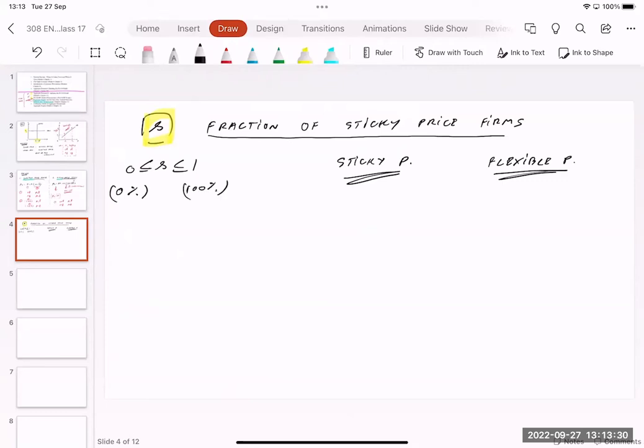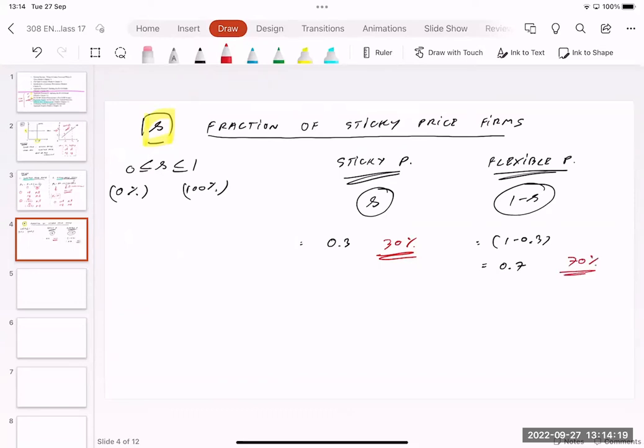So this parameter, a small s, is going to show you the percentage of sticky price firms that we have in the economy and the percentage of flexible price firms that we have in the economy. So S stands for the percentage of sticky price firms. The rest is going to be 1 minus S. It's going to be the percentage of flexible price firms. For example, if I assume that a small s equals 0.3, if you multiply by 100, you should know that sticky price firms in the economy account for 30%. How about the rest? The rest is 1 minus s. In this case, 1 minus 0.3 is equal to 0.7. You multiply by 100, and you know that in the economy, flexible price firms are 70%. So if S equals 0.3, it means you have sticky price firms in the economy at 30% and flexible price firms at the other 70%.